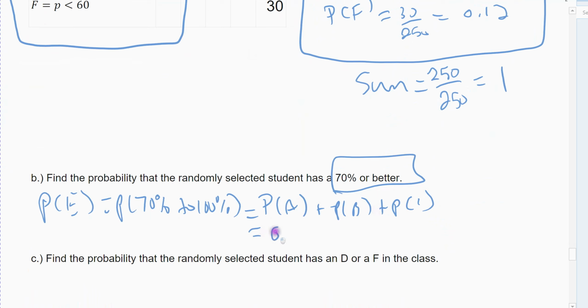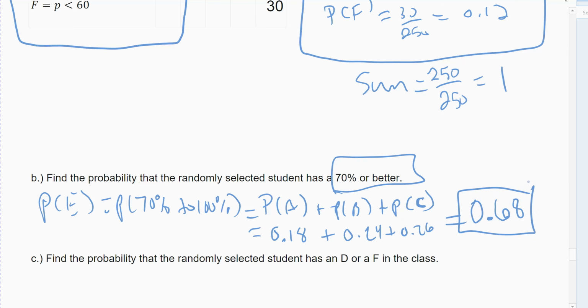C. Well, probability they were an A student was 0.18. Probability they were a B student was 0.24. And probability they were a C student was 0.26. Add up all of the outcomes, so 18%, 24%, 26% adds up to 68. So 0.68 is the probability, right, or 68% of the students had a 70% or better.